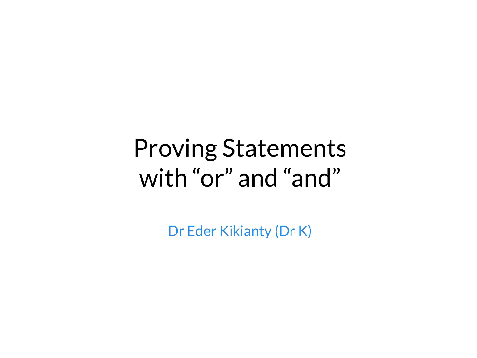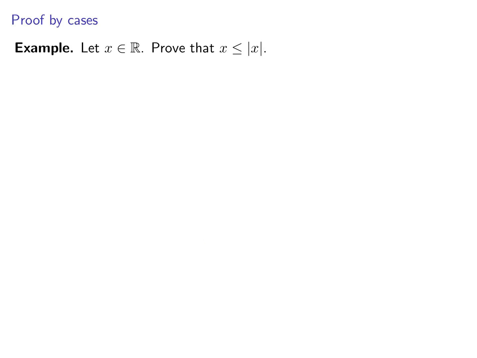In this video, we're going to prove statements with or and and. Okay, let's look at this first example. Let x be in R. Prove that x is less than or equal to its absolute value.